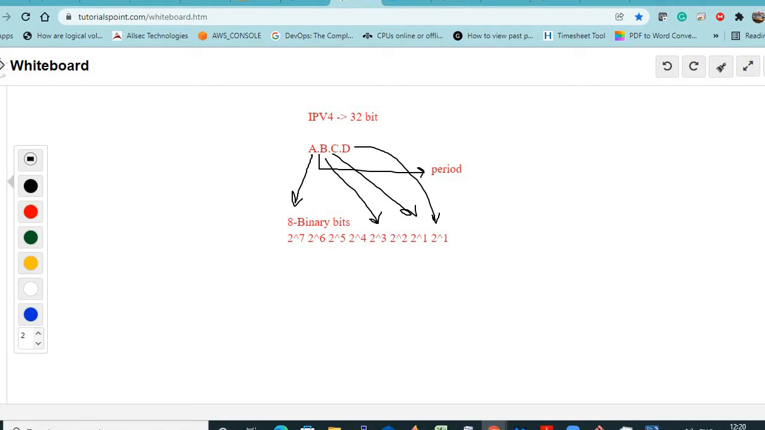Okay, I think I forgot to write this. This is not 2 power 1, this is 2 power 0. Okay, now let us write the value. What is 2 power 7? So 2 power 7 is 128. 2 power 6 is 64. 2 power 5 is 32.